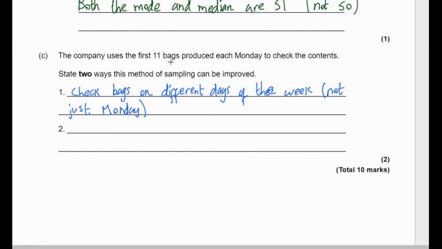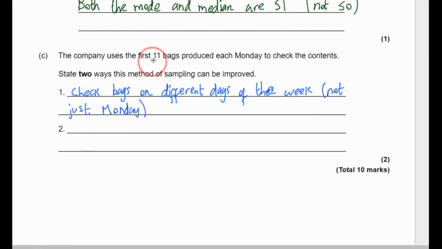The first 11 bags produced each Monday to check the contents. Maybe not check the first 11 bags, because it could be that loads of mistakes are made near the beginning and then the machine repairs itself later on. So check throughout the day. Sorry, not throughout the day, but check maybe not the first 11, but the first and then the middle and the last, something like this.